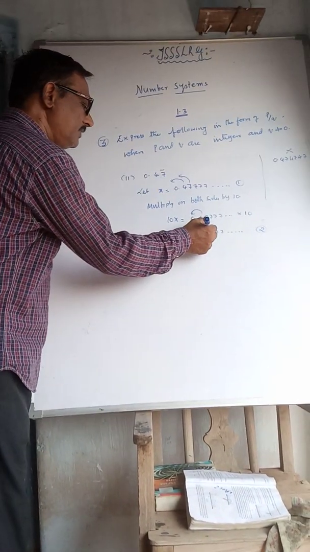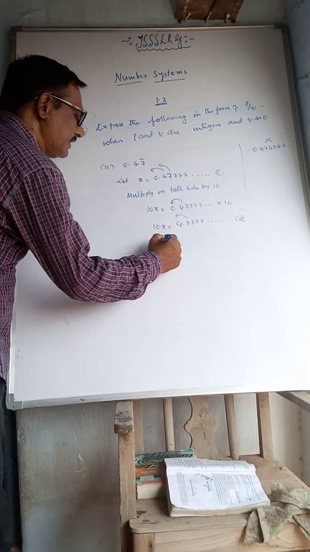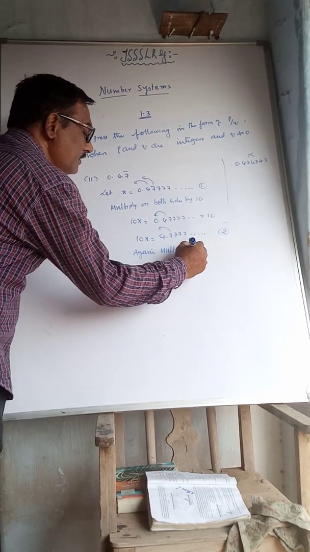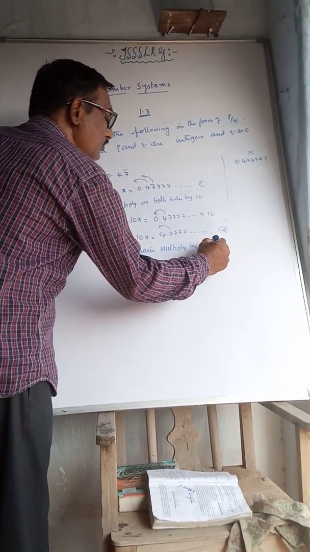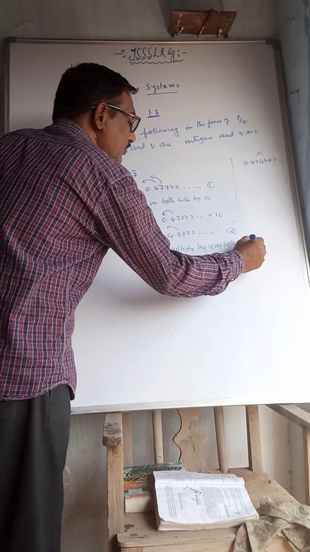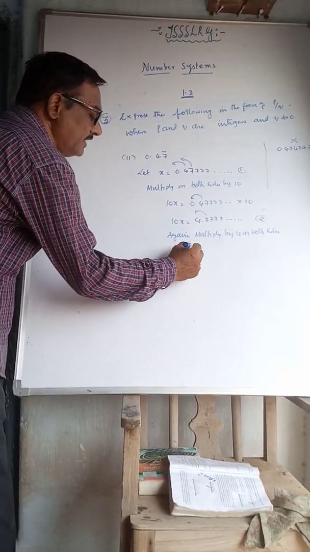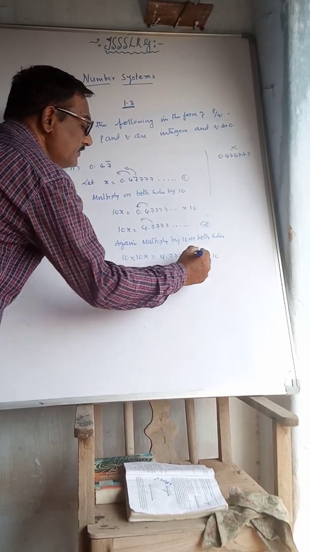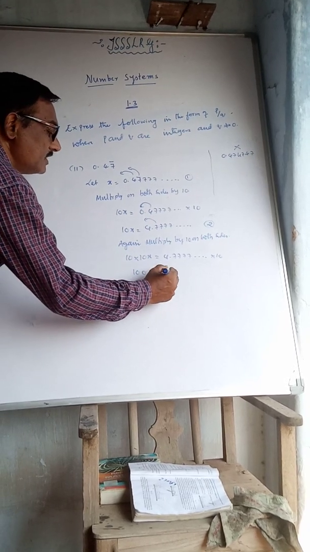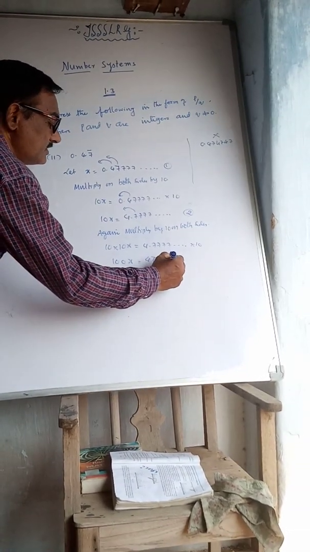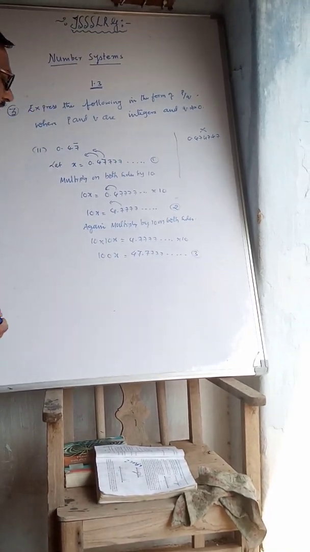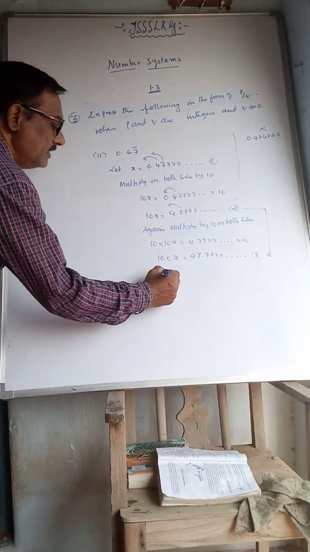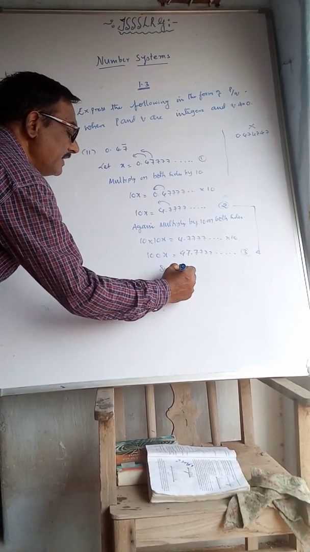Now again we want this number on this side, so again multiply by 10 on both sides. It is 10 into 10x is equal to 4.777 into 10. It is 100x is equal to 47.777. It is equation 3. Now you will have to subtract this one and this one. Subtract 3 minus 2.